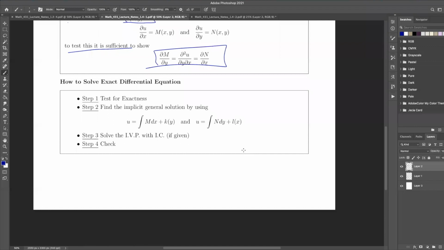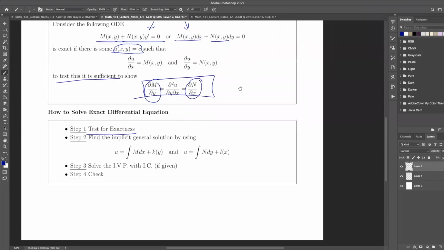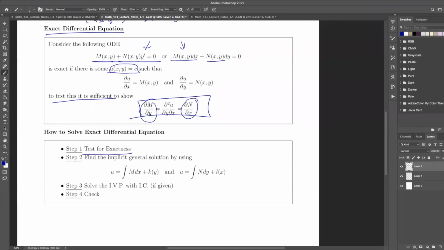Right here. We're going to test for exactness. How are we going to do that? We're going to take the partial of m with respect to y, and if that equals the partial of n with respect to x, we're good.